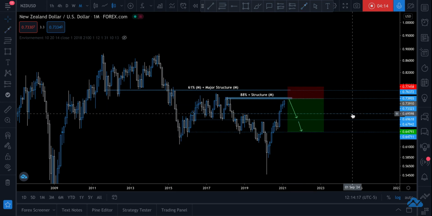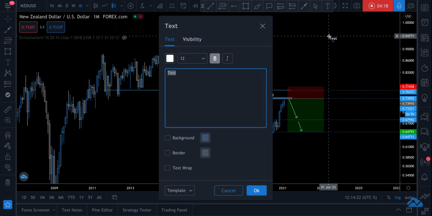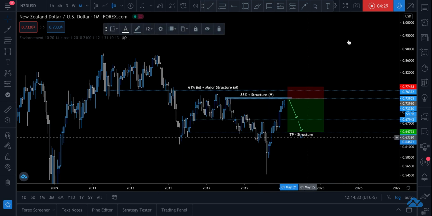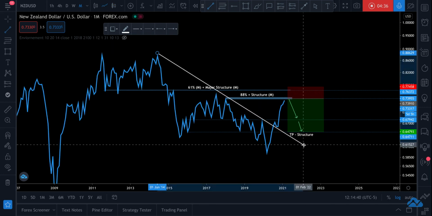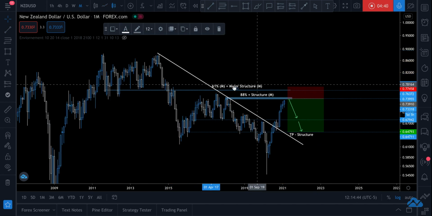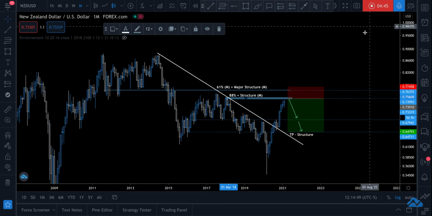So I'm actually going to delete these. And this is going to be our TP. And our TP is really just going to be structure. So TP is just going to be structure. And then from there, we're actually going to be looking for an entry on our long, because like I said, we did break that descending trend line. So we're actually looking for some longs ultimately. But because we're closer towards the structure, for entry on the short towards our target, I'd rather just take advantage of that.